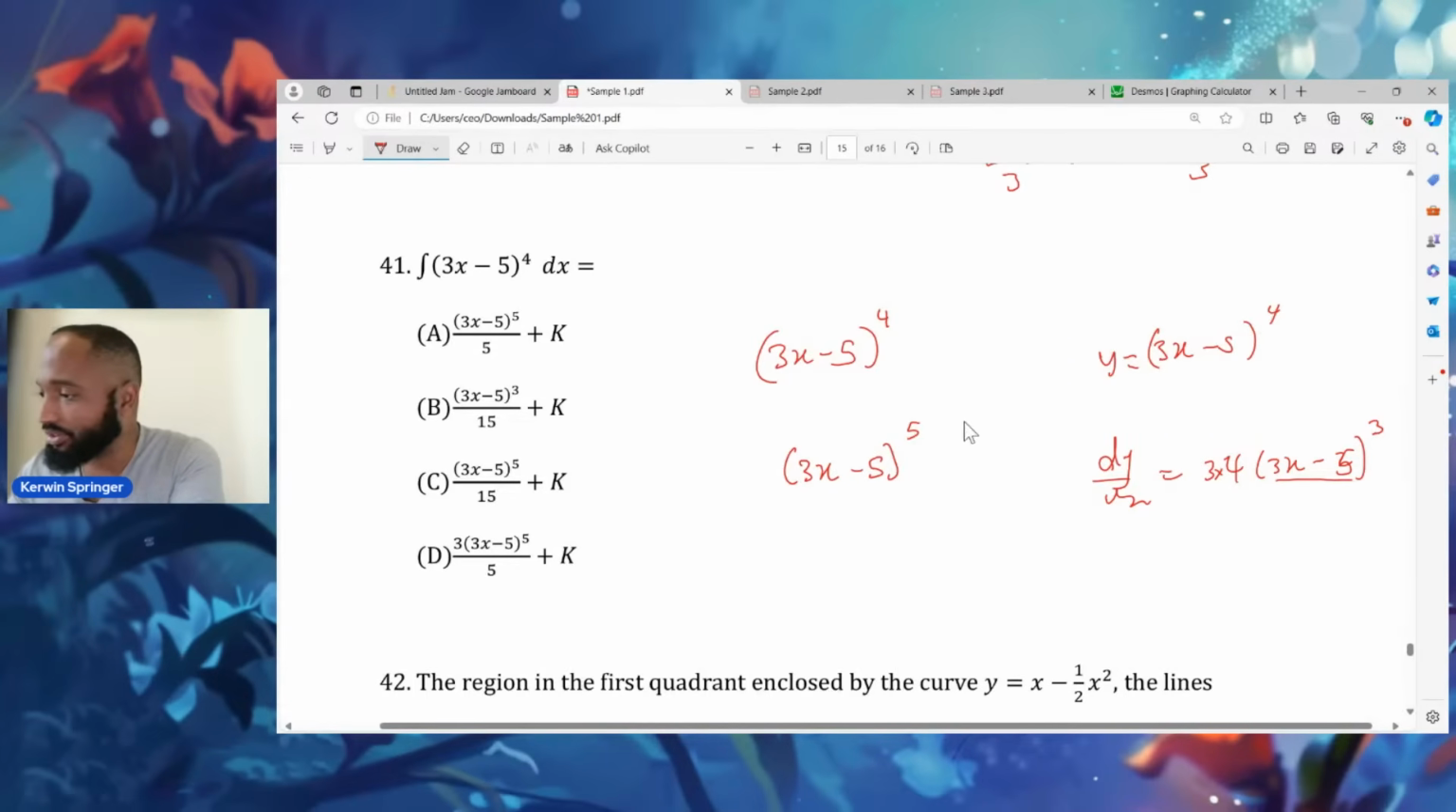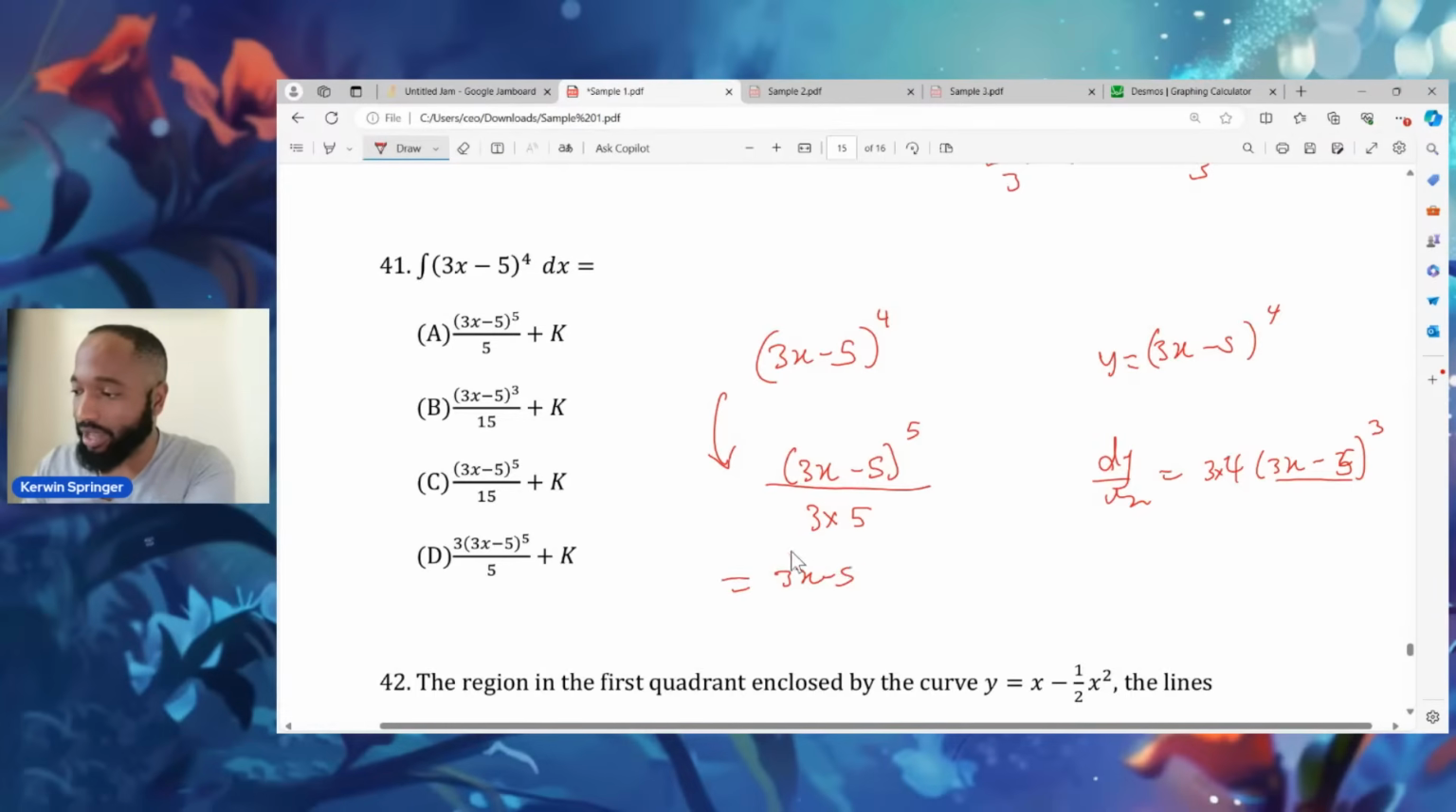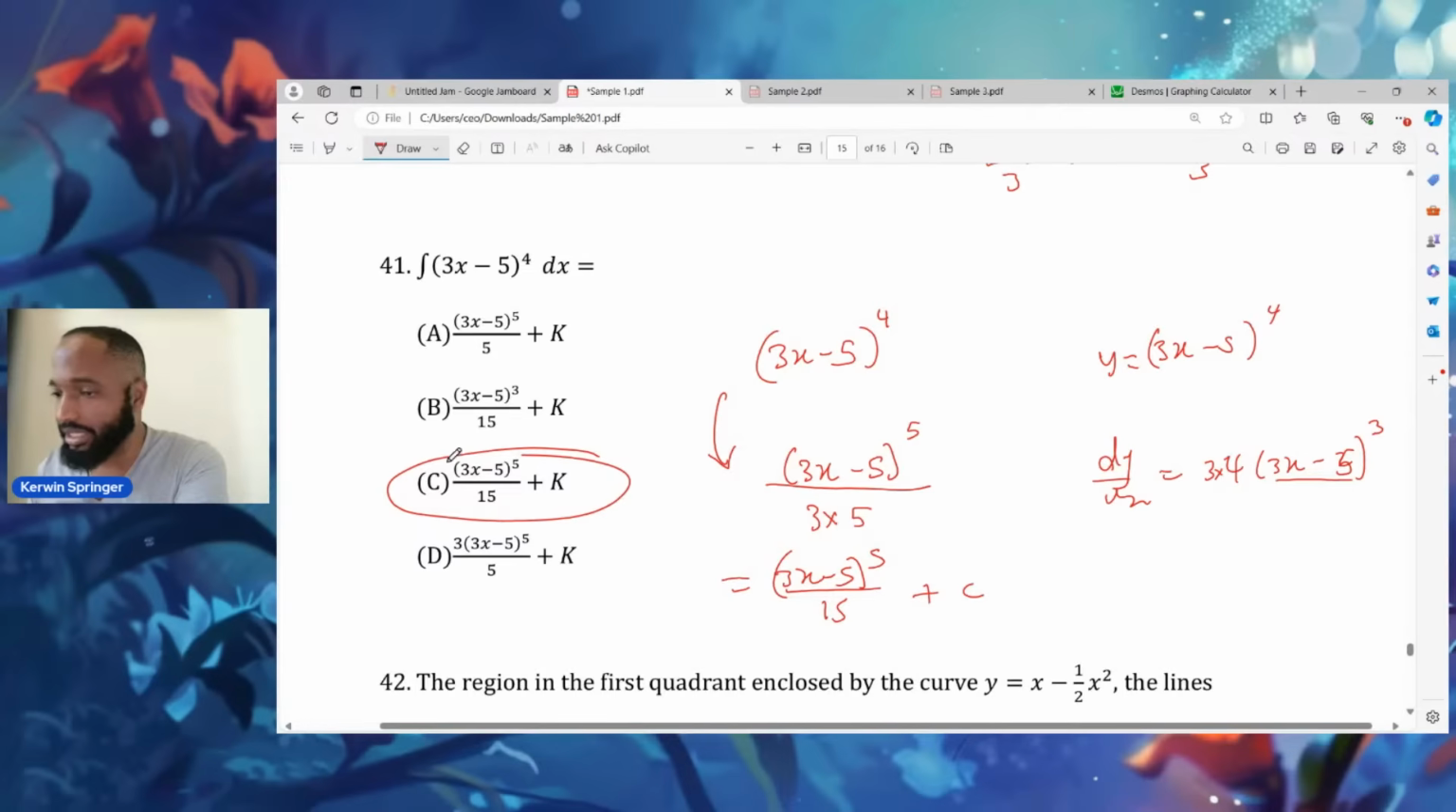But since I'm integrating, this isn't coming down here. This is dividing, not multiplying anymore, and you're dividing by the new power, so it's dividing by the 5. You all understand? I'm going back up. And also, I need to divide by the differential inside the brackets, so I also throw in the 3 here. So the answer for this is 3x minus 5 to the power of 5 over 15. That's the short way to do it. Don't forget the constant of integration. So the answer is C.